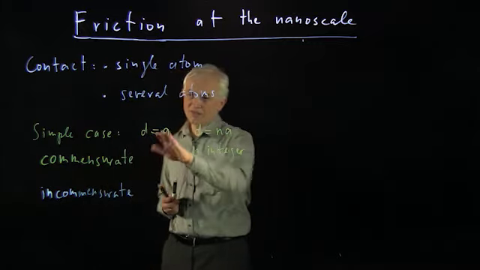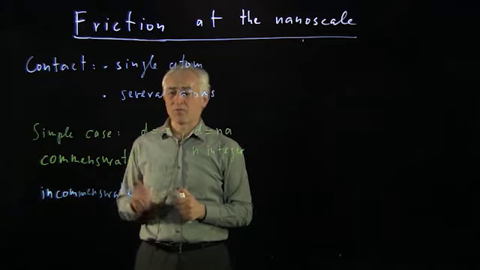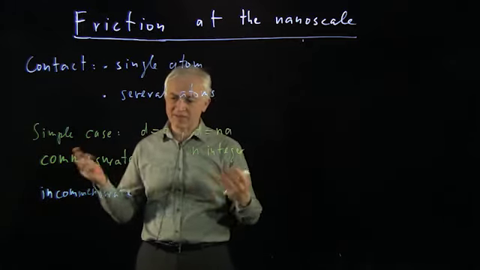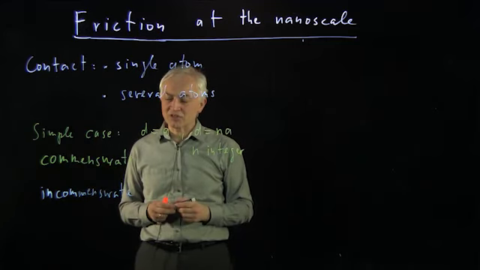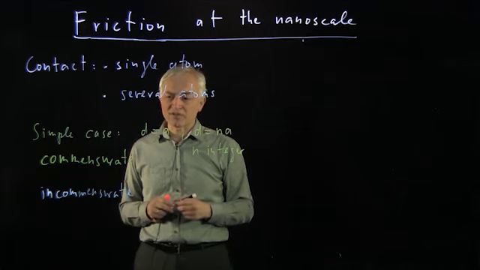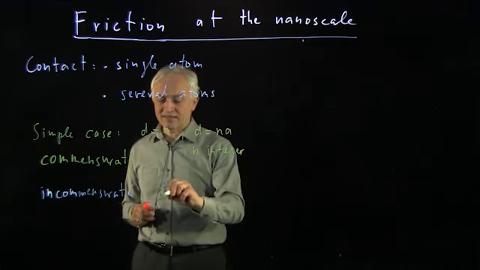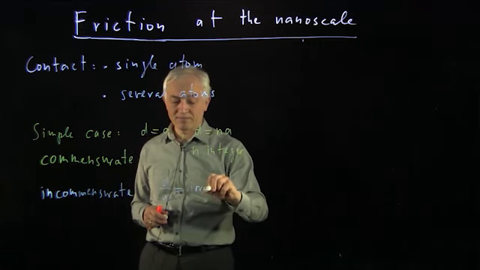Where D is not equal to A, and D is not an integer multiple of A. So maybe D could be 1.5 A or 2/3 of A or some other number. And what is the most incommensurate case that we can imagine? Well, the most incommensurate case between D and A is that the ratio of D and A is an irrational number.